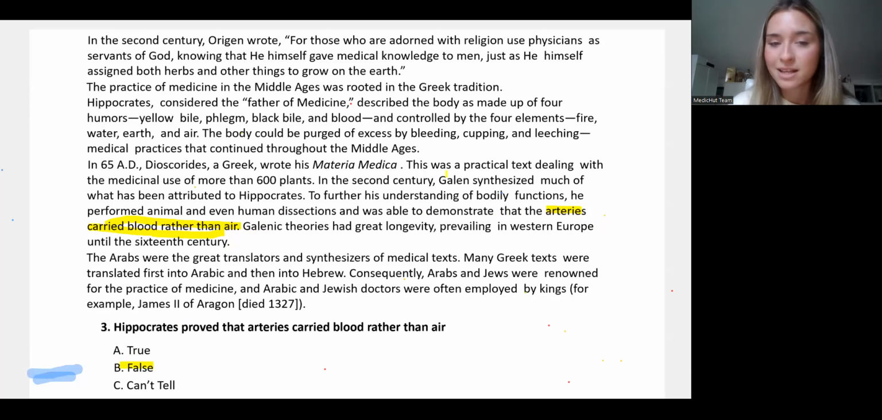That's because it says here that he synthesized much of what is actually attributed to Hippocrates. So it's really important to learn the difference between the two as well. This is why, when you are scanning for particular words in the text, you actually read around it in a lot more detail, because sometimes it's easy to get caught out. For example, I know a lot of you put A for this one as true, and it's a really easy mistake to make because Hippocrates is mentioned really close to that sentence, which is talking about arteries and blood. Therefore it's important to read around it as well.